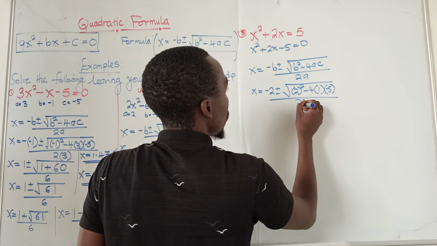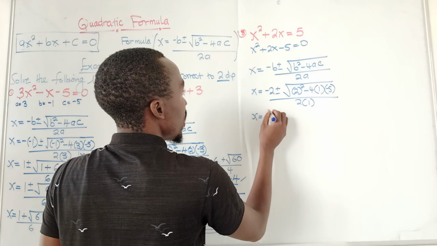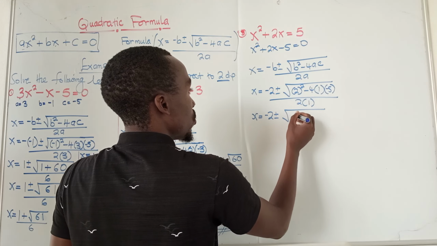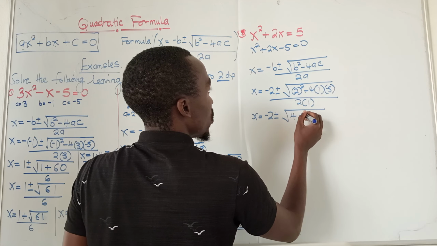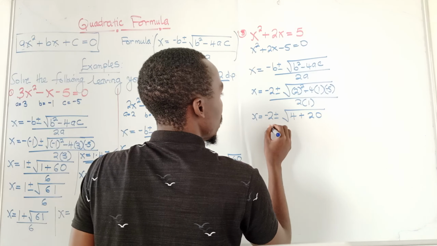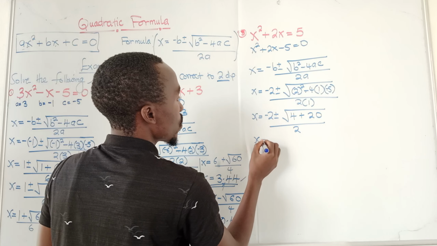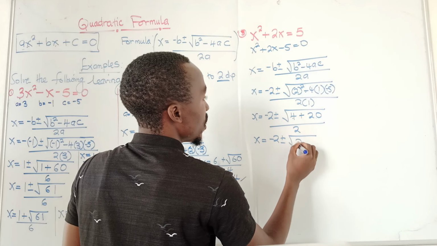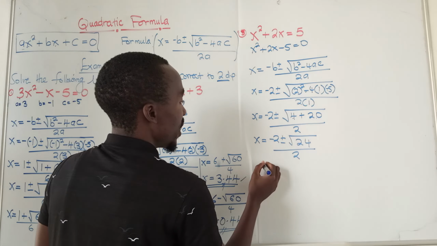So this is over 2. Our a, we said it's 1. Okay? So x equals to negative 2 plus or minus there. 2 squared, that is 2 times 2, so it gives us a 4. This negative times this negative, it is positive. Okay? 4 times 1 times 5, that is what? 20. So 2 times 1, it is 2. So therefore, x is equals to negative 2 plus or minus the square root of 4 plus 20, it is what? 24. And then we divide by 2.